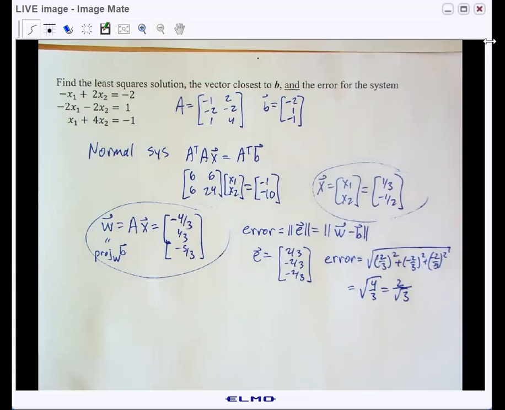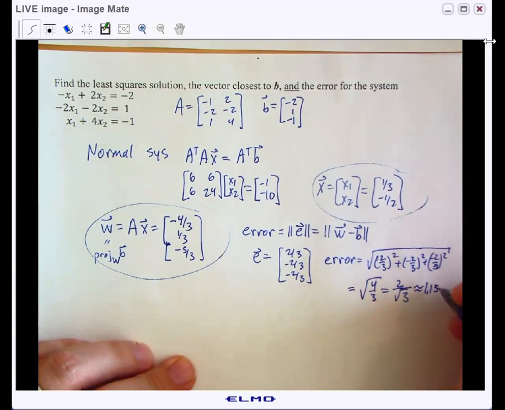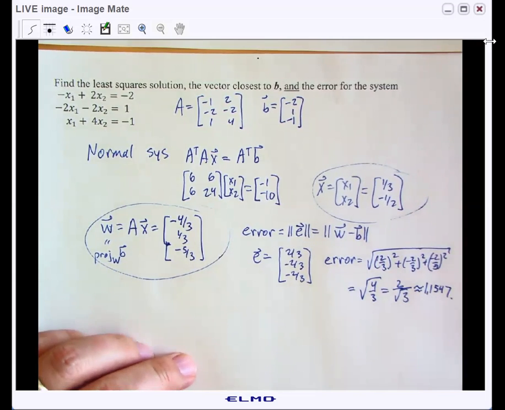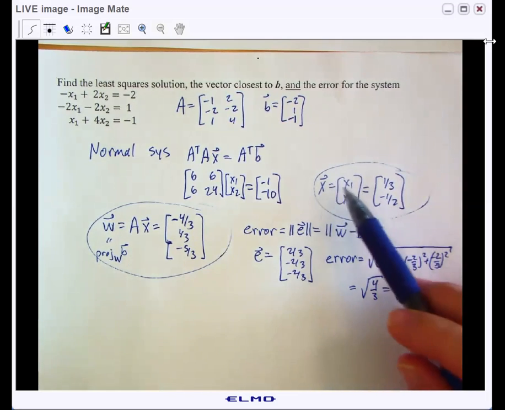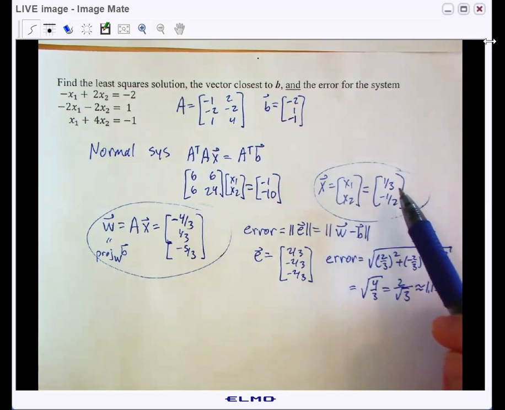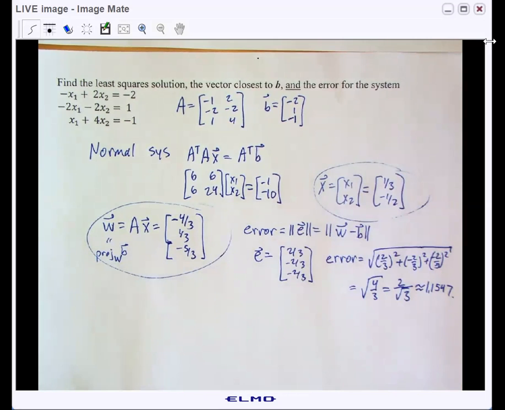And we would then find that the length of the error vector would be, to 4 decimal places, 1.1547. Okay. All right. So again, remember what all the moving parts are. X is the least squares solution. It's the coefficients that get us to the closest to the original vector we wanted to make. Okay. All right. So that's 6.4, least squares solution.